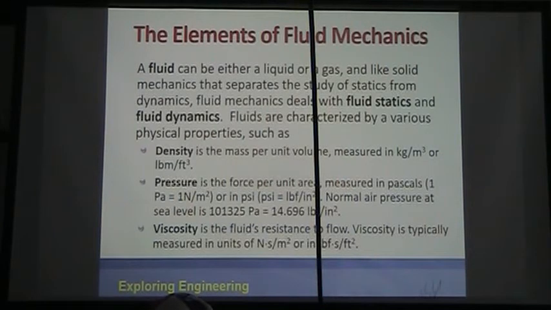Or it can be measured in PSI. PSI is pounds force divided by inches squared. So, normal air pressure at sea level, 101,325 pascals, or 14.696 pounds force per square inch. Viscosity is the fluid's resistance to flow. Viscosity is typically measured in units of newton seconds per meter squared, or pounds force seconds per feet squared.